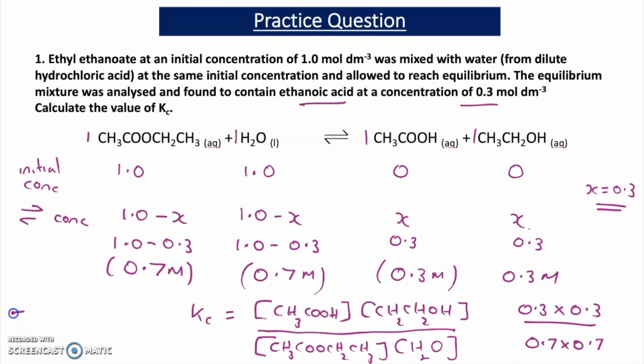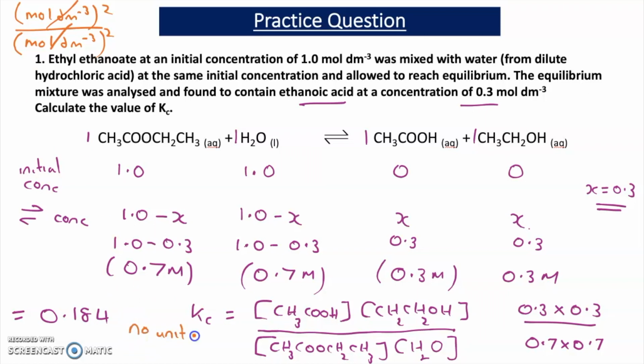Now if I put these numbers into the calculator, it comes out to be 0.184. Now I have to work out what the units will be. Now I have 2 concentration terms on the top and I have 2 concentration terms on the bottom. So we have moles per decimeter cubed times moles per decimeter cubed divided by moles per decimeter cubed times moles per decimeter cubed. Therefore these cancel out and we'll have no units for Kc here. Now it's important that we write in no units rather than just leaving it blank.